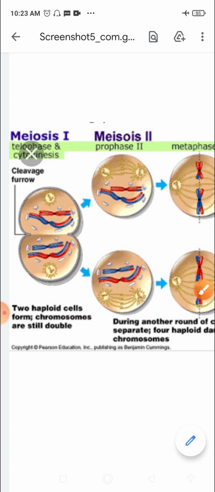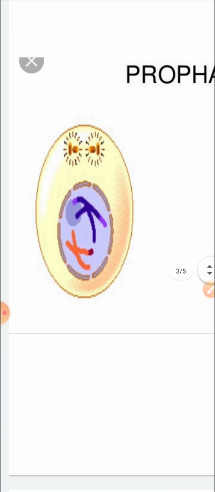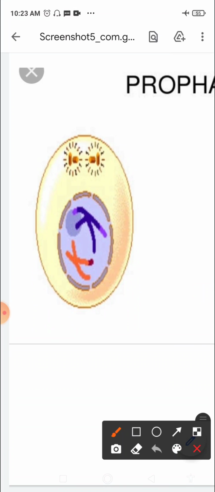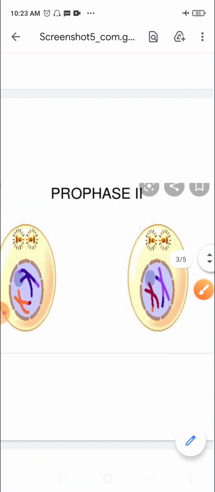Now if we look at the individual figure here, you can see the disappearance of the nuclear membrane, right? The nuclear membrane disappears. You can see spindle fibers will be formed over here in prophase 2, and the chromosomes, if you look at them, they look X-shaped and they remain attached with the help of their centromeres. So here are the two haploid cells having half the number of chromosomes, right? So that enter the next stage.